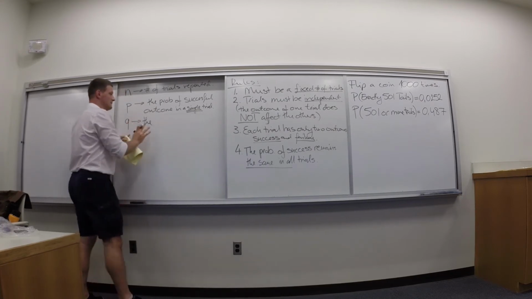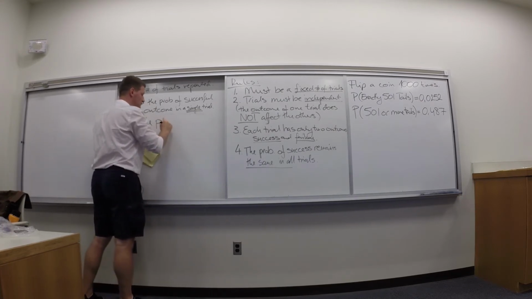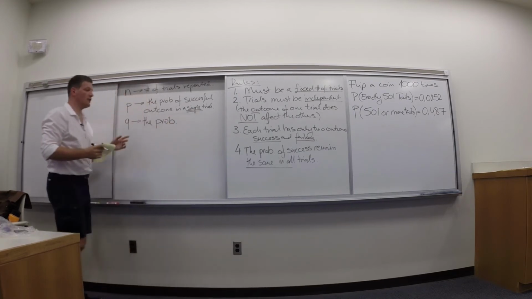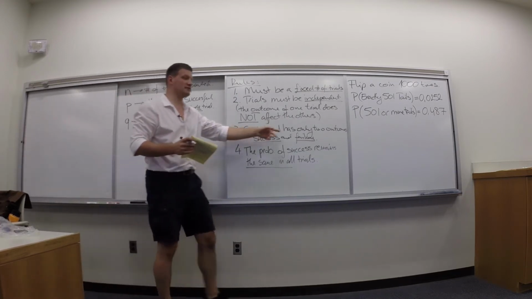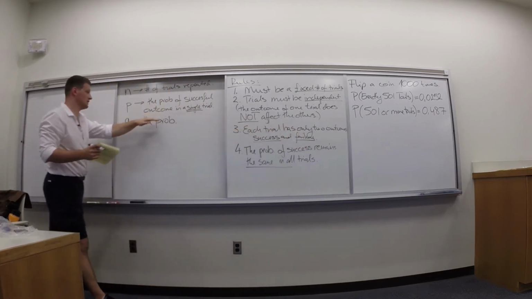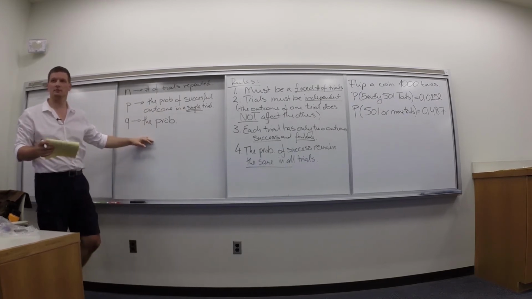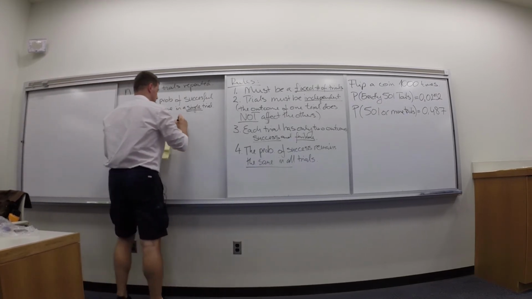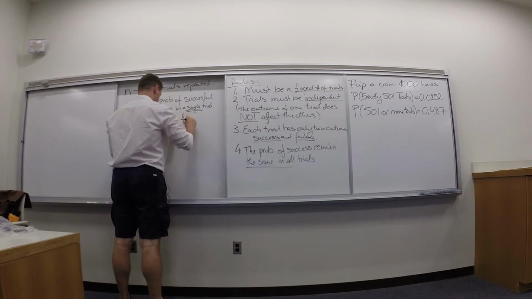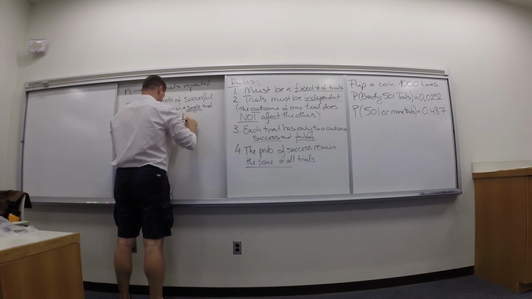All right. This says what? The probability of what? Well, if we are talking about only successes and failures, and we just talked about successes, then Q is the probability of failure.